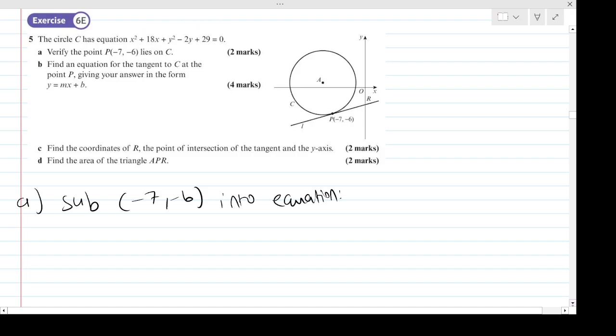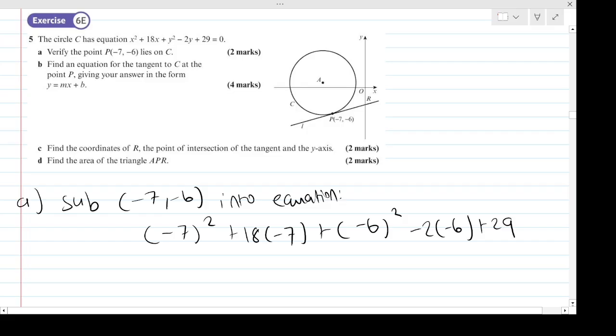And again, I don't need to make it fancy at the moment. I'm not asked to find any centres or radius. I just need to substitute it into the equation, so I don't need to do anything more. Just literally substitute x is -7, y is -6, and I get (-7) squared, add 18 times -7, add (-6) squared, minus 2 lots of -6, plus 29, and hopefully I'll get 0 out of this. So if I put that all in a calculator.